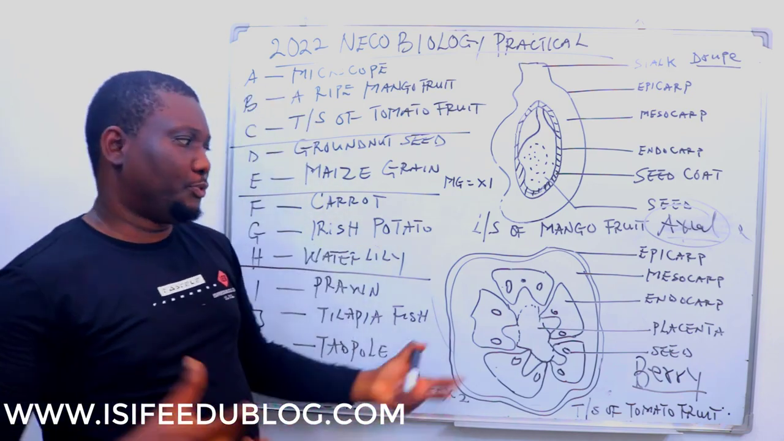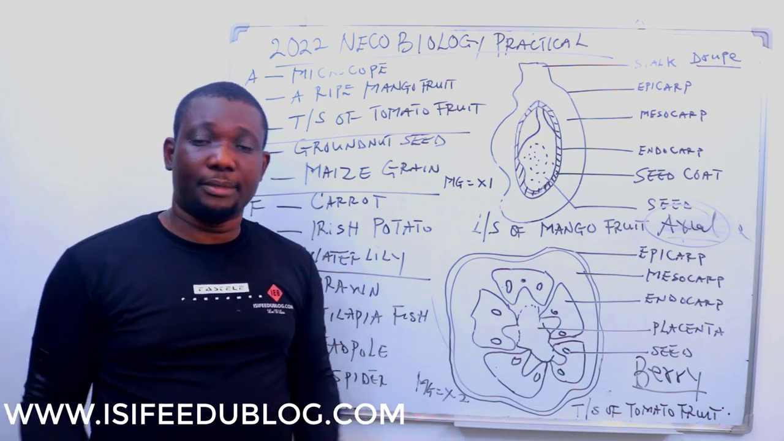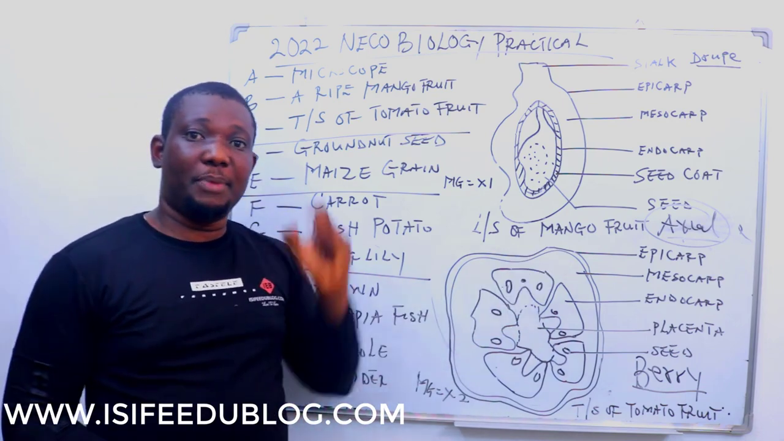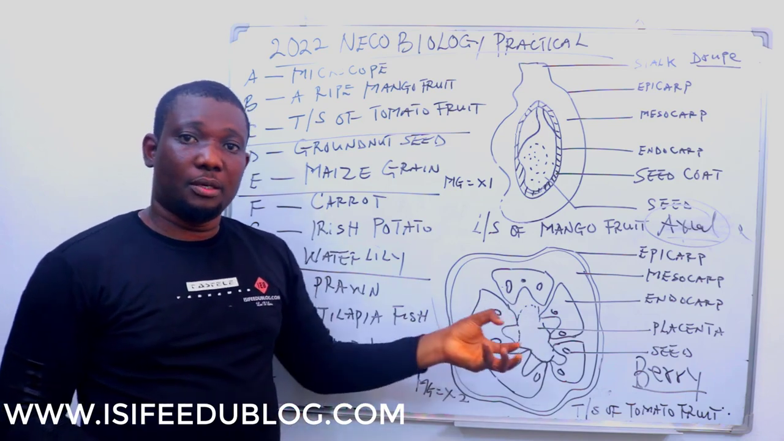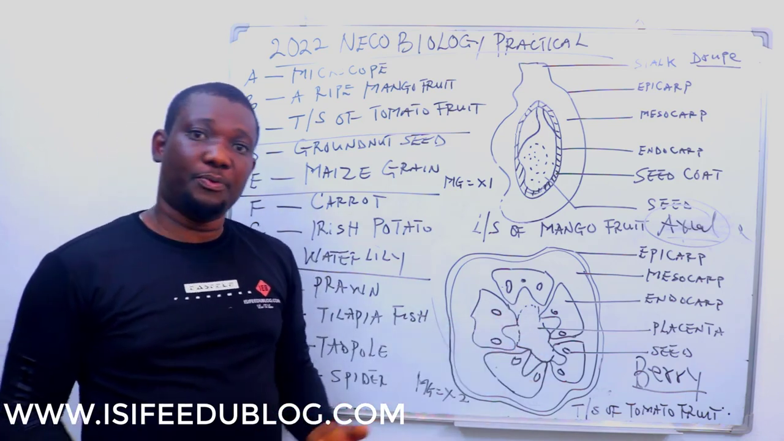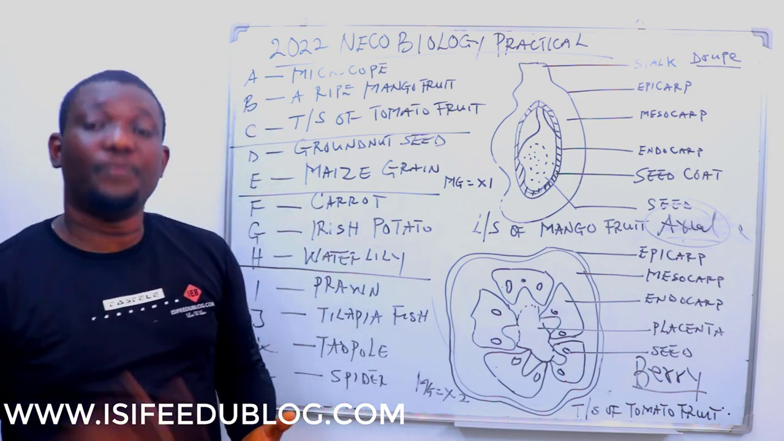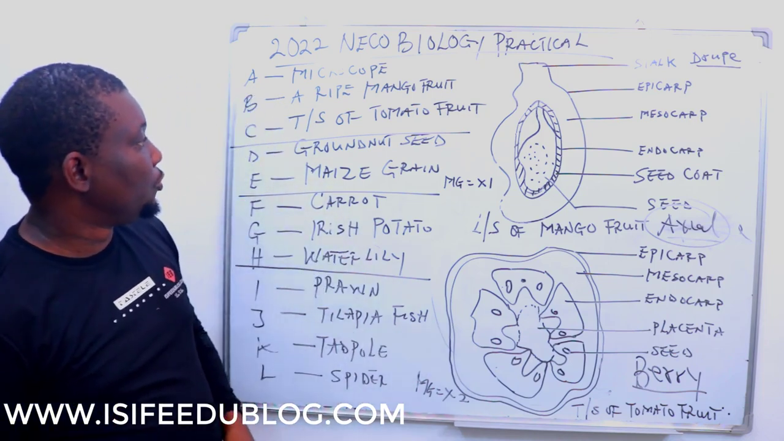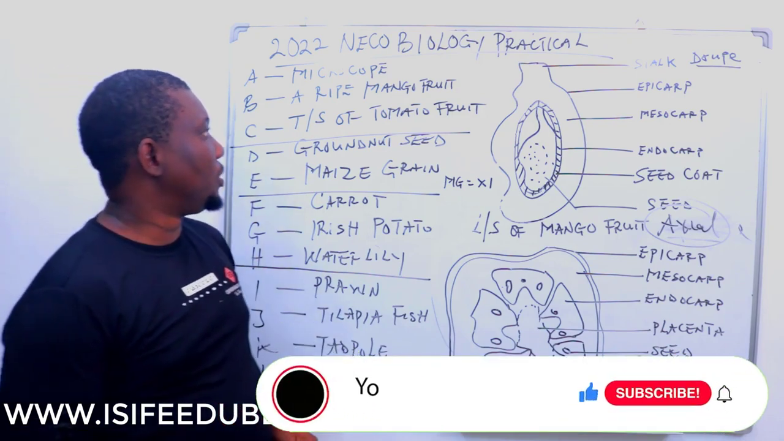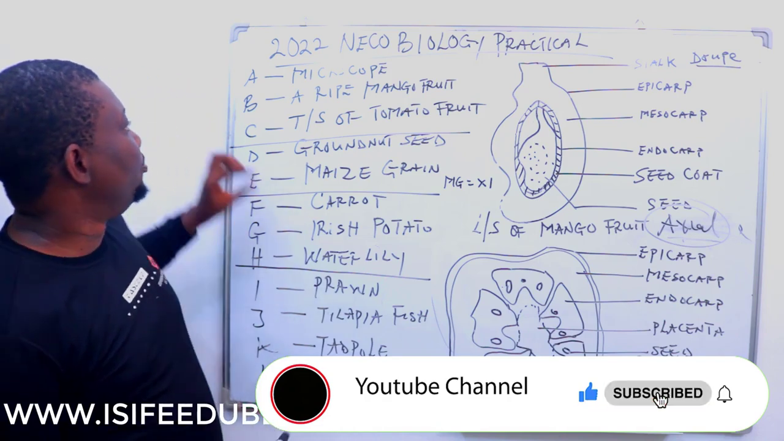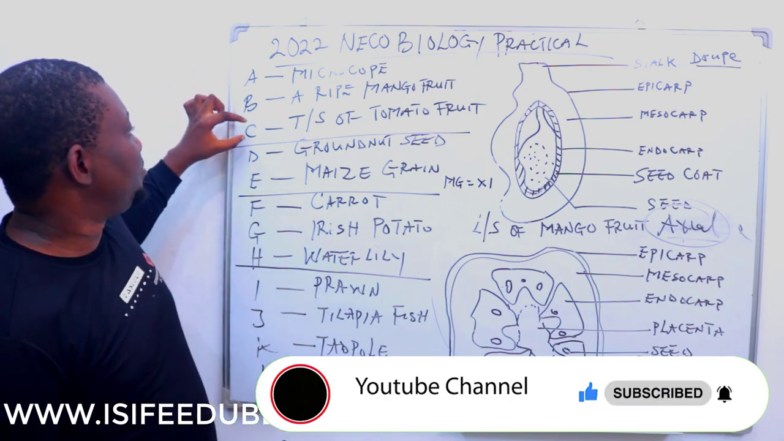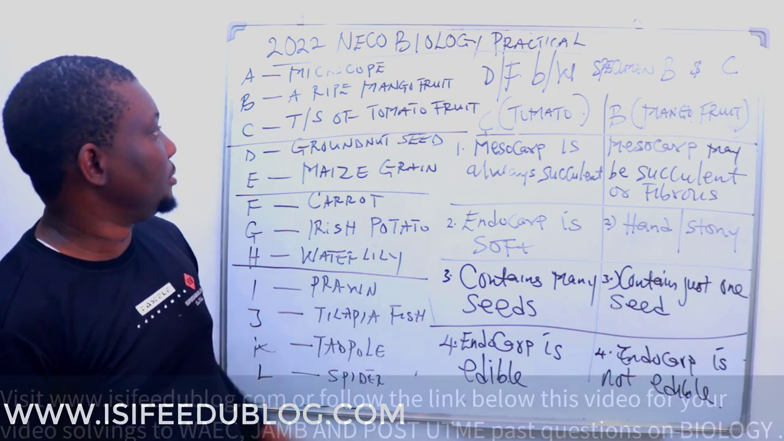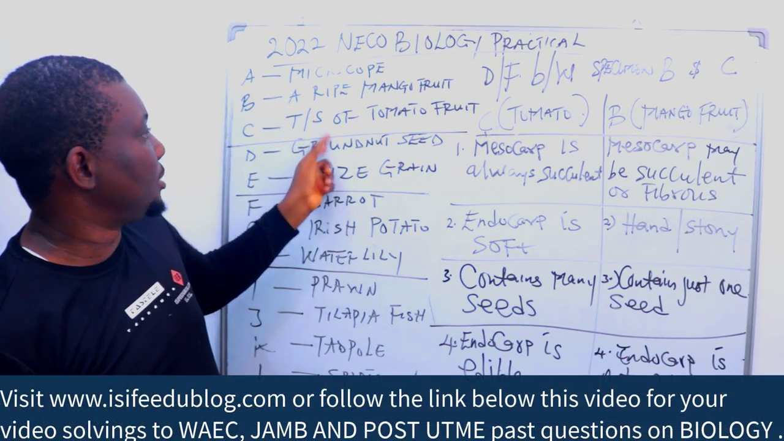What food class can be obtained from tomato? Yes, tomato is very rich in water. There are also vitamins and minerals. So you can obtain three food classes from tomato fruits: water, vitamins, and minerals. Okay, and I would like us to look at the differences and similarities between specimen B and specimen C shortly. Alright, so we have the differences between the two specimens, specimen B and specimen C.